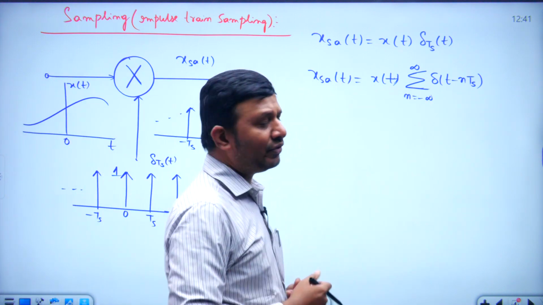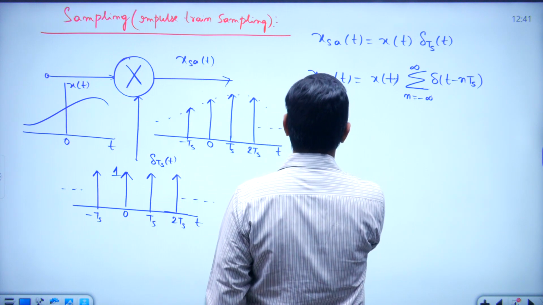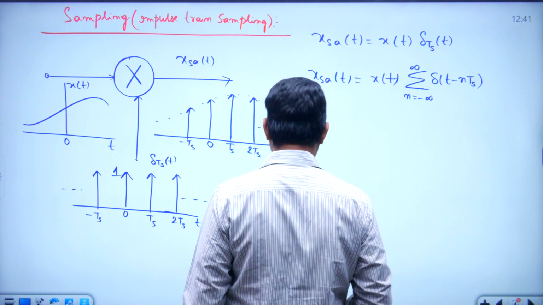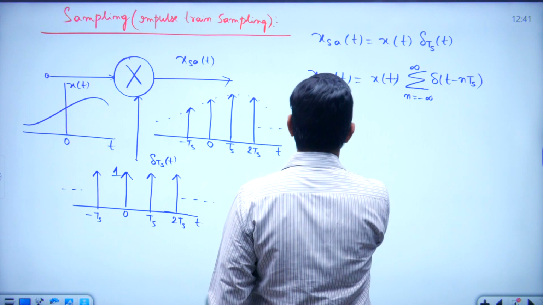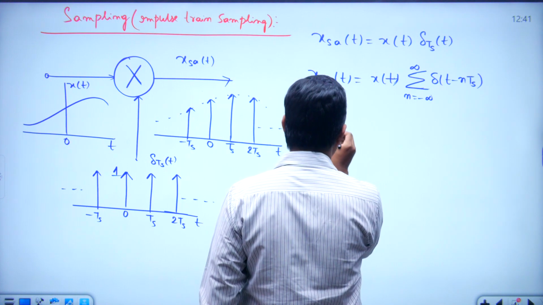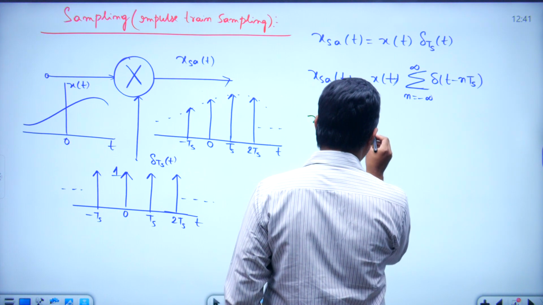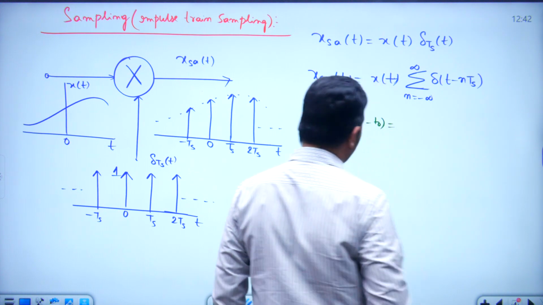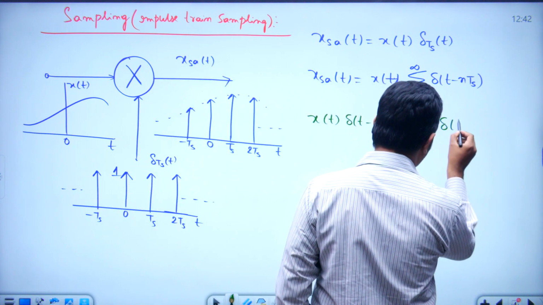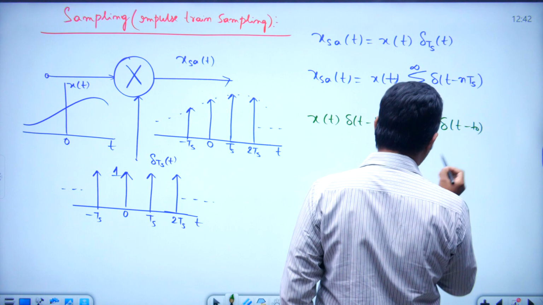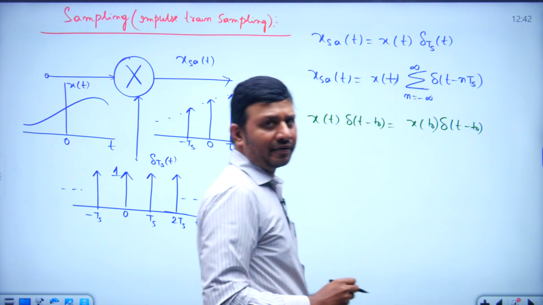After this, let us use one important property called the product property. The product property of impulse says that if I multiply the signal x of t with del of t minus t naught, what I am going to get is the same del of t minus t naught, but its area will change according to the signal value x of t naught.